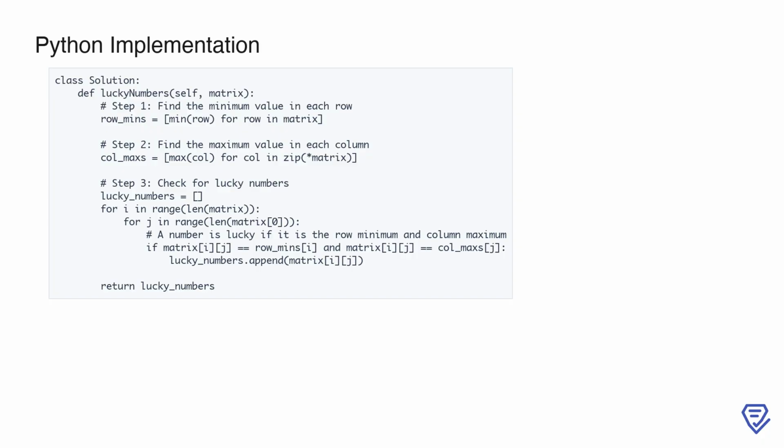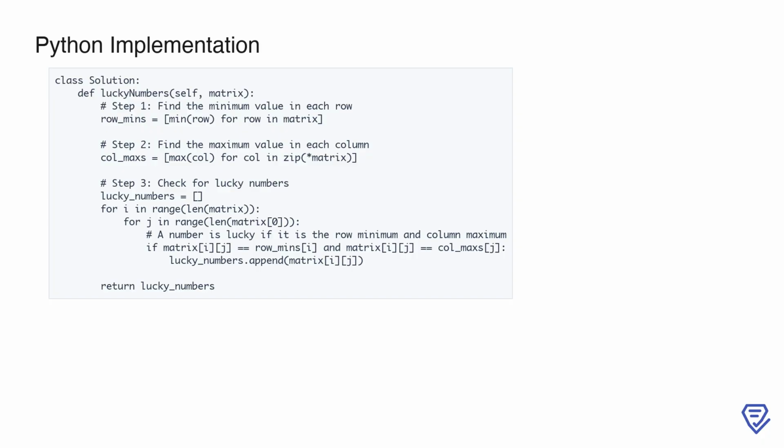Next, the code calculates the maximum value for each column. To achieve this, it uses the zip function to transpose the matrix so that columns become rows. It then computes the maximum value for each column using another list comprehension, storing the results in the col_max list.